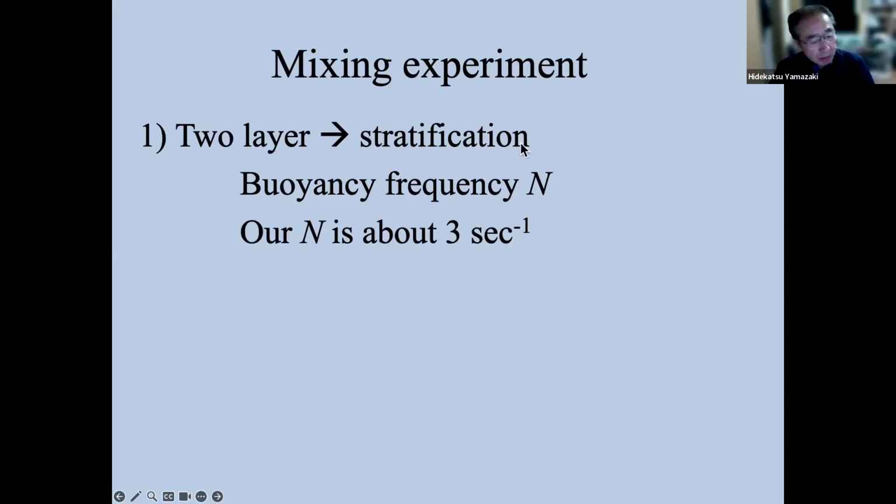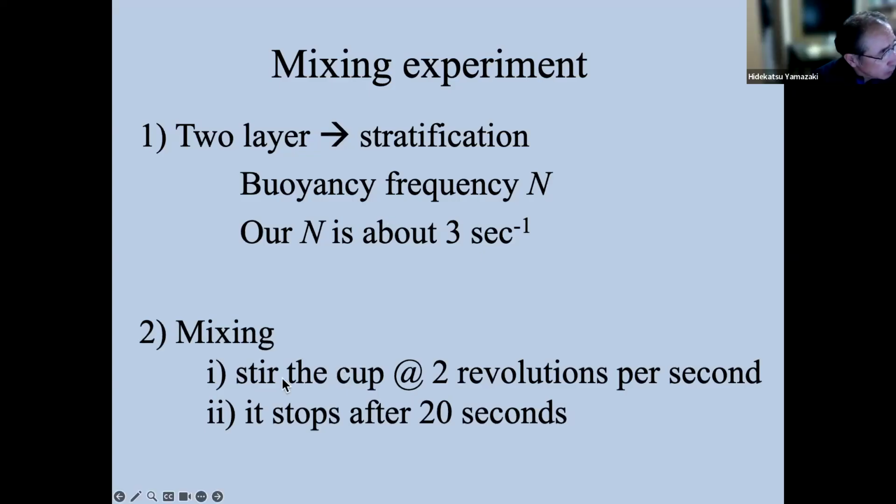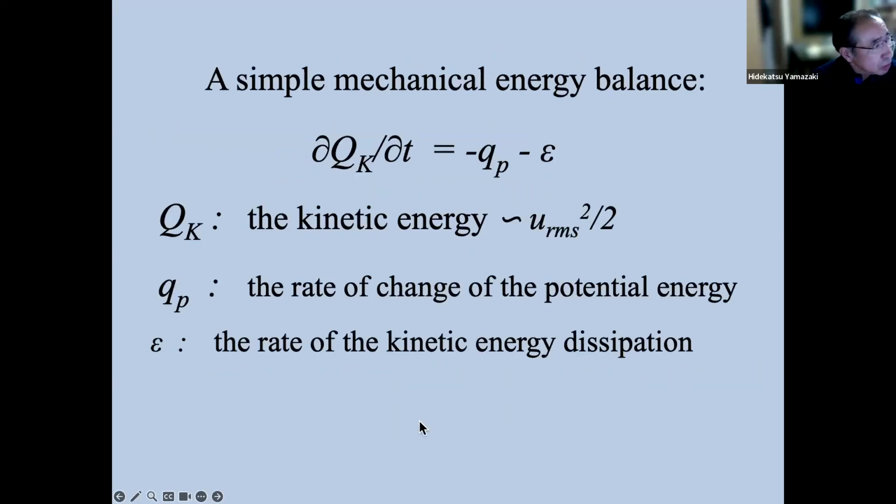This stratification can be explained by buoyancy frequency. In our case, coffee and milk, roughly 3 hertz. Okay, important. And we're going to mix this coffee and milk at 2 revolutions per second. And I watch how long it takes to stop the motion. That was 20 seconds. We go through a simple mechanical balance, because the original kinetic energy is lost to two states: kinetic energy dissipation changing into heat, and potential energy.